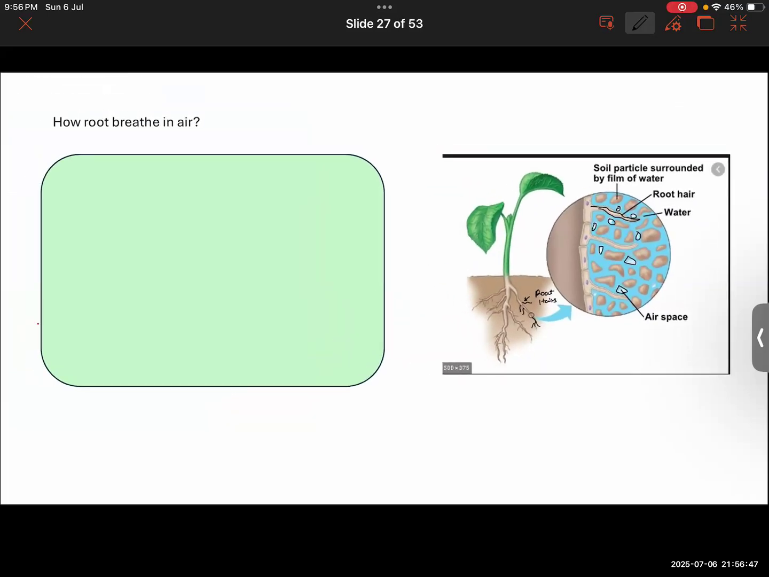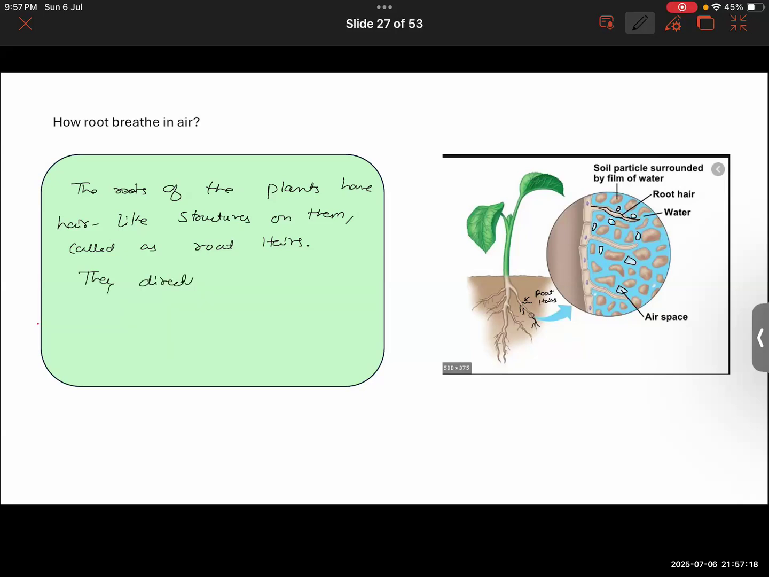So the roots of plants have hair-like structures on them called root hairs. They directly absorb the air present between the soil particles.